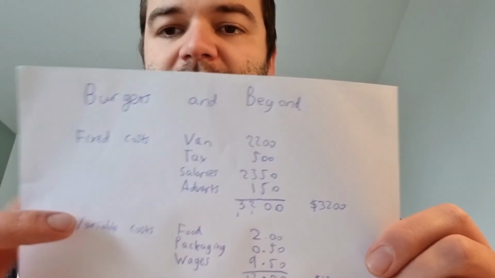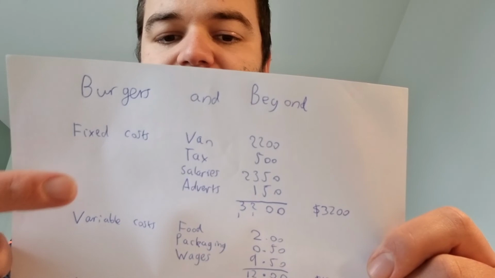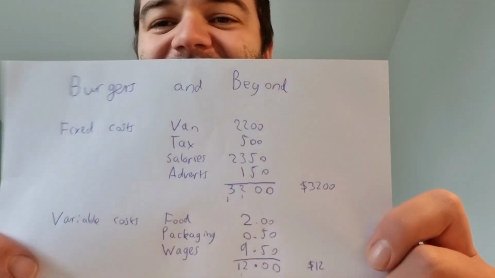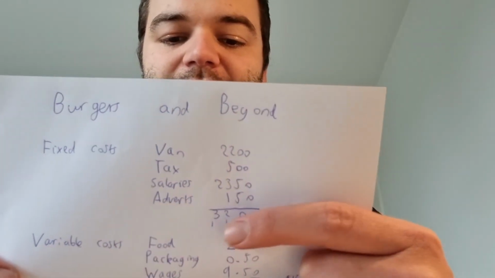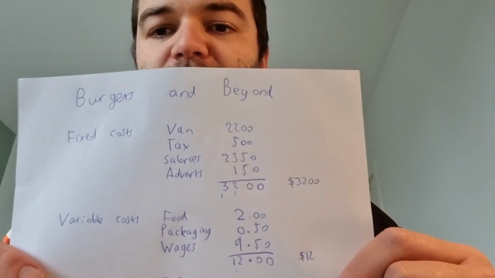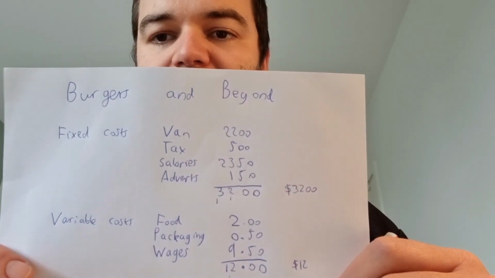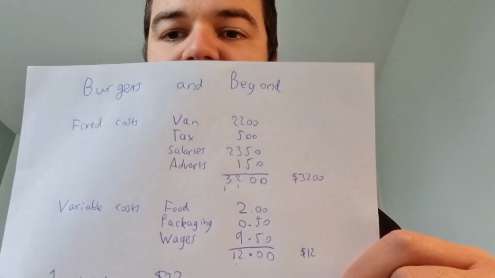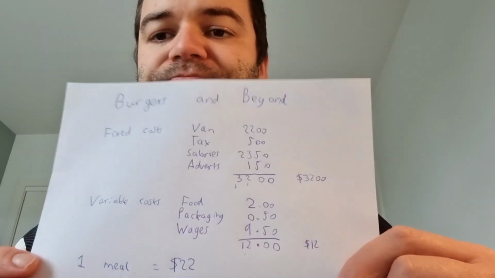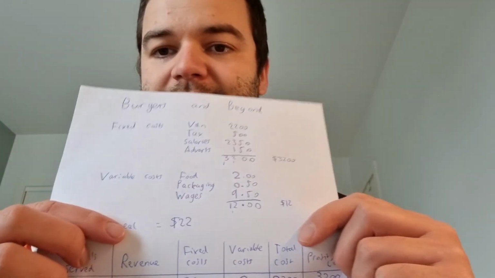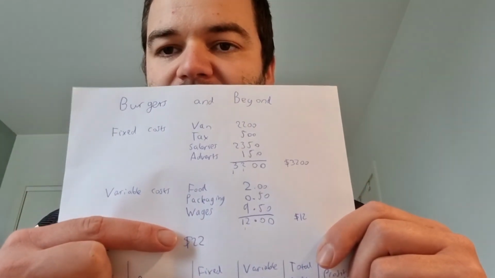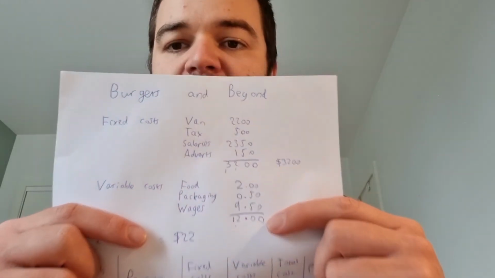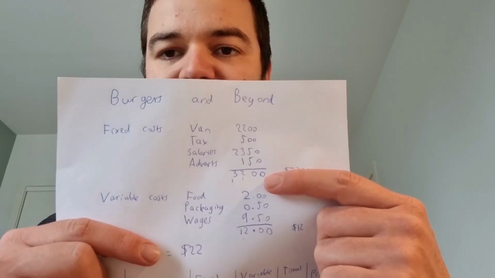These are the fixed costs for the burger van. So, running the van, the business tax, the salaries and the adverts. That adds up to $3,200. And then for the meals, the variable costs are the food, the packaging, and then extra wages for any casual staff, which adds up to $12 per meal. Okay. And a meal is sold on average for about $22. So they're making $22 per meal, but every meal is costing them $12. Then they've always got this fixed cost of $3,200.